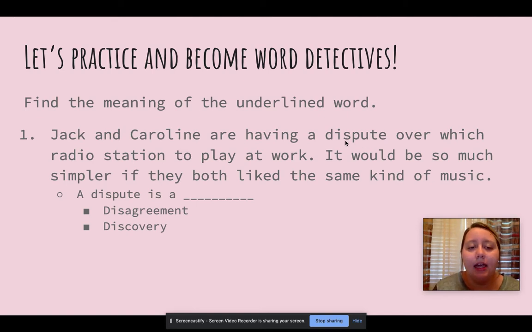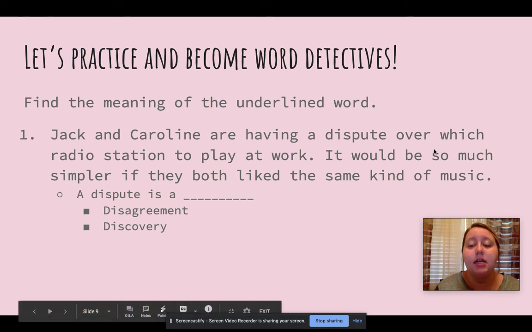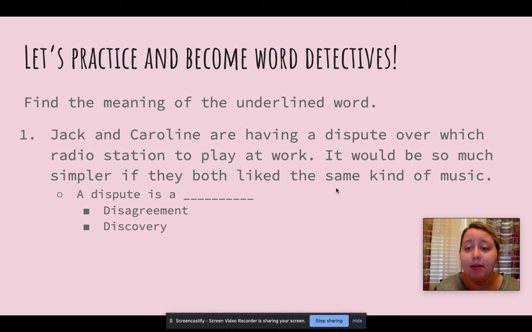So it says, Jack and Caroline are having a dispute over which radio station to play at work. It would be so much simpler if they both liked the same kind of music. Okay, so this is kind of using the antonym context clues. The end of this sentence is telling us that they do not like the same kind of music, okay? It says it would be a lot simpler if they both like the same kind of music. They do not like the same kind of music. So if they do not like the same kind of music, do you think that they're having a disagreement or a discovery?